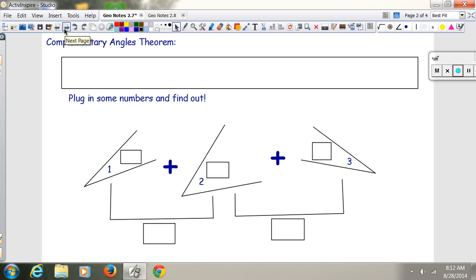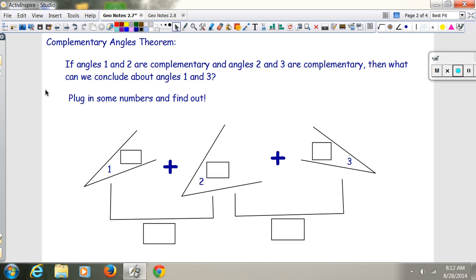Okay, complementary angle theorem. This is what it says. If angles 1 and 2 are complementary, and angles 2 and 3 are complementary, then what can we conclude about angles 1 and 3? And we're going to plug in some numbers and find out. Just as a side note, what does complementary mean again? They make a corner, right? They add to 90. Complementary is corner, so they add to 90 degrees.